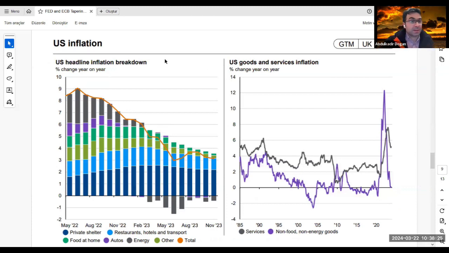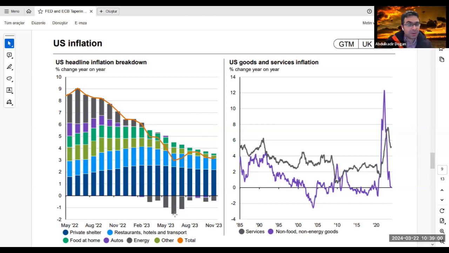And during this period, how did the United States decrease their inflation? Please look at the contributions to the United States headline inflation. The dark blue is private sheltering. The light blue is restaurants, hotels, and transport, meaning the services sector. The green one is food at home. The purple one is autos. The black is energy. The green is other items, and the orange is total.